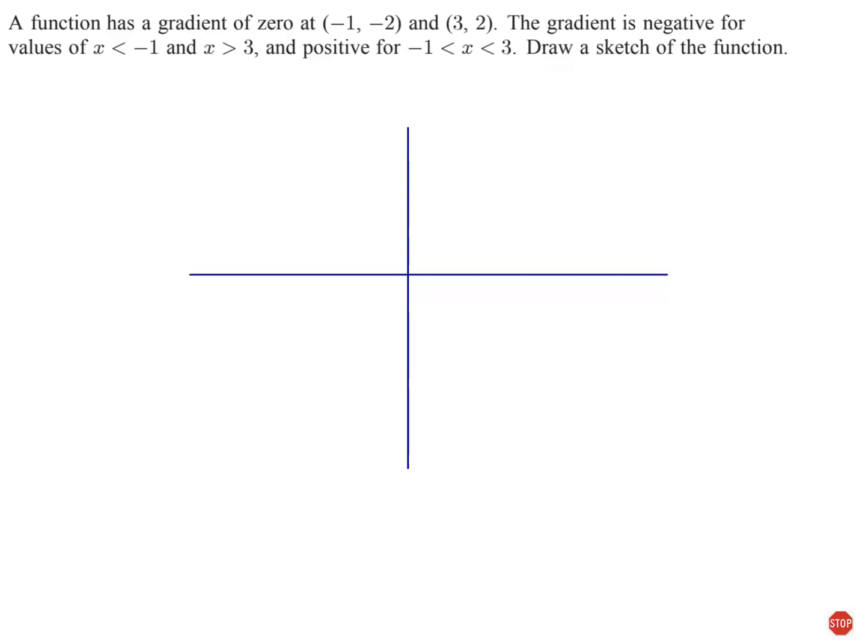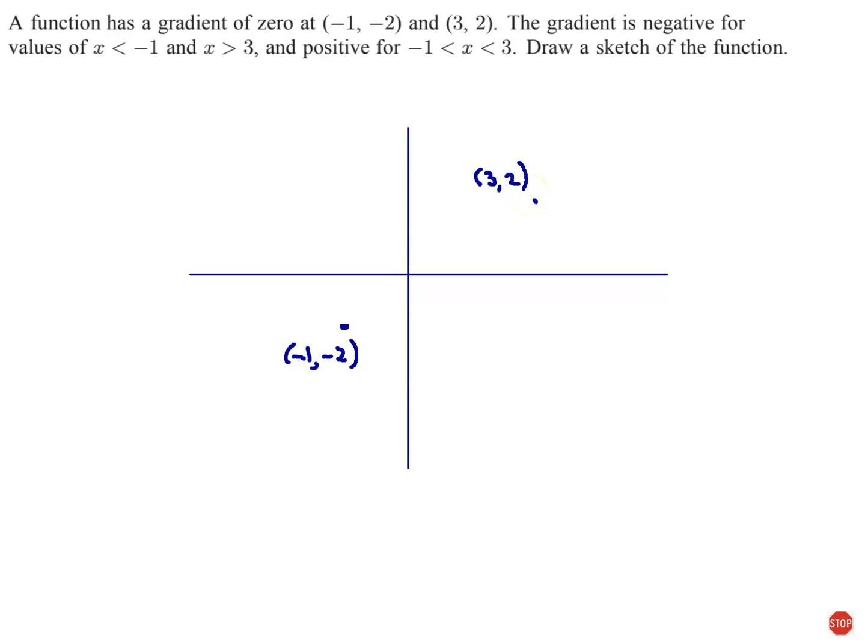Okay, so it has a gradient of 0 at (-1, -2), so that's going to be negative 1, negative 2, round about there. It's going to be stationary. The graph's going to be horizontal. Similarly, at (3, 2), it's also going to have a stationary point.